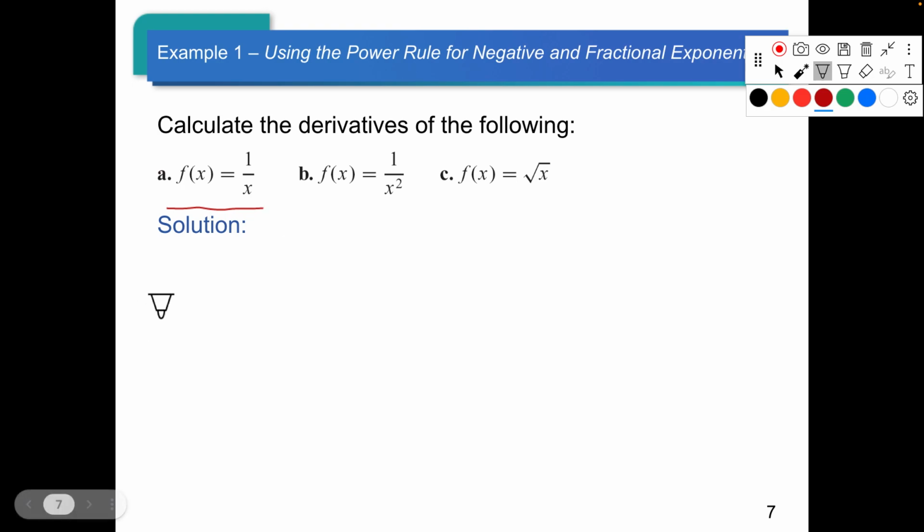X to the negative 1, right. So it's really 1 over x to the 1. When it's in the denominator, I've heard one book call it the elevator rule. So you move it up, and it would become negative. So what we want to do is do some algebra first.